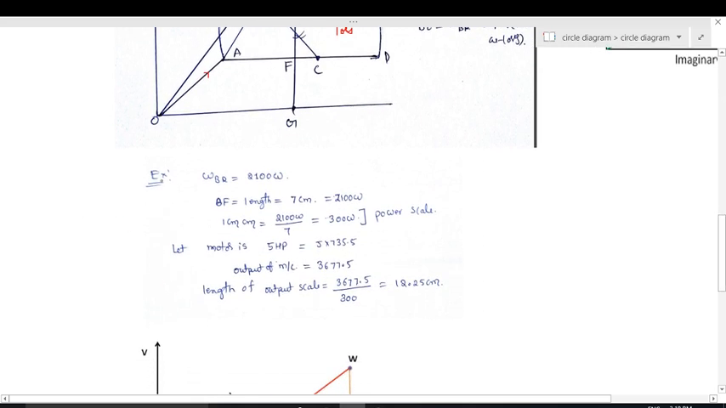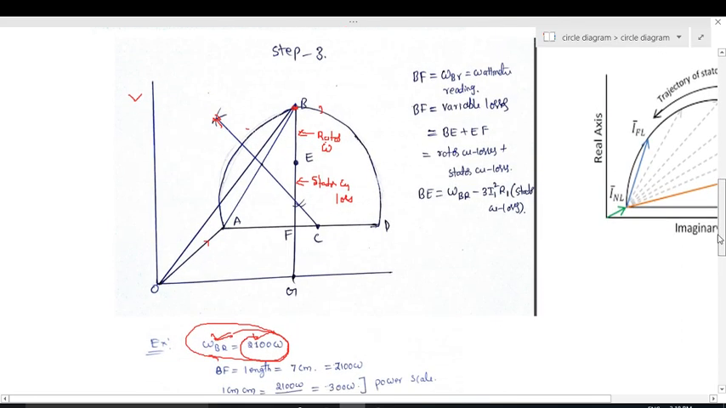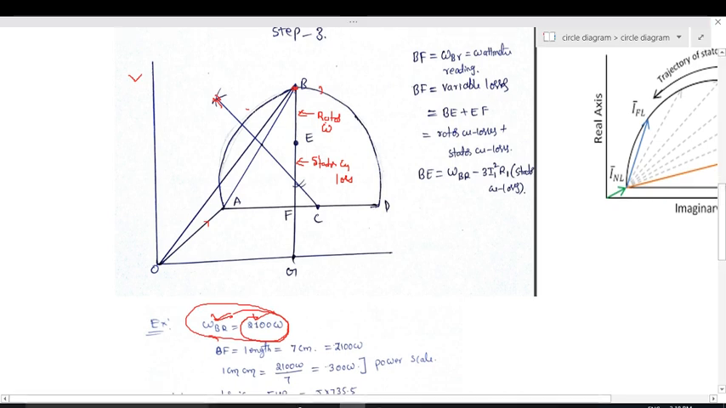For example, this is B to BR, the blocked rotor wattmeter reading. That is nothing but 2100. Nothing but the B2F length. Look at this one. The B2F length gives us the total copper losses under blocked rotor condition, W_BR. That is how much?